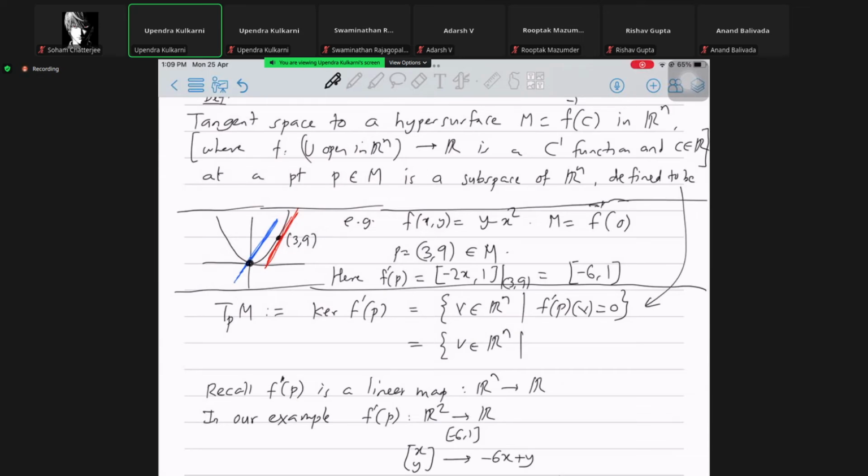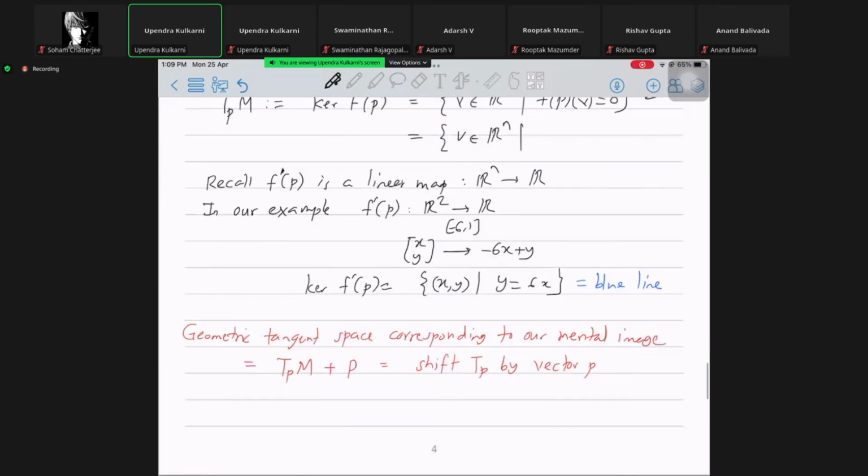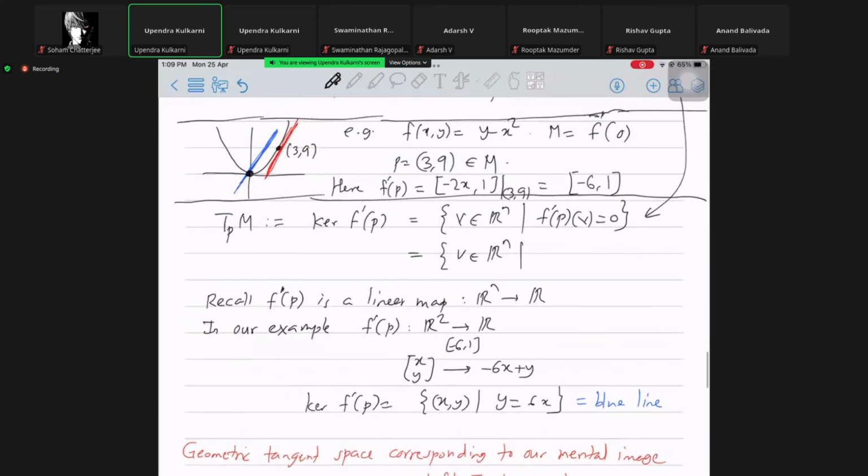So if you really want to think of this red thing as a tangent space, then what you should keep in mind is not just this set of vectors, but also keep memory of the point, not just that as a set. All right. So this is the definition of the tangent space.